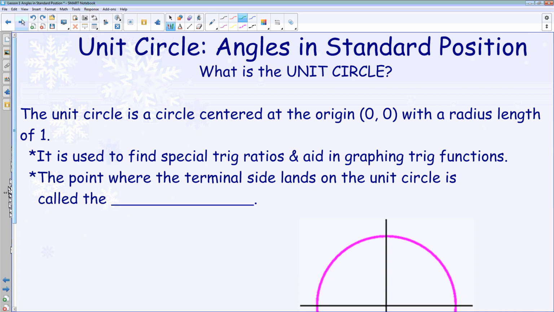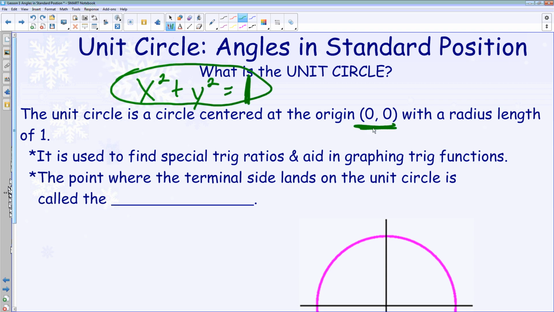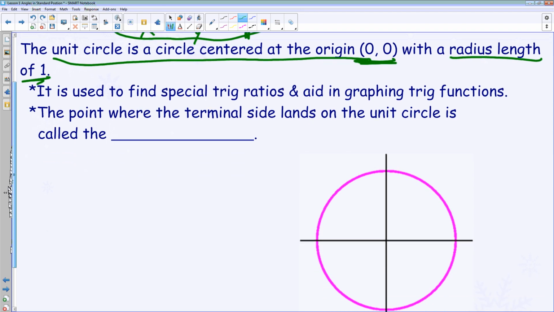So now let's talk about the unit circle. What is the unit circle? Well, it's based off of the knowledge that we learned in our unit on conics. Remember, the equation of a circle is normally (x minus h) squared plus (y minus k) squared equals r squared. Our unit circle, this is the equation for it. Notice that there's no h or k, meaning that h and k are both 0. So the circle is centered at the origin and the radius has a length of 1. We're going to use it to find some special trig ratios and to aid when we graph trig functions.